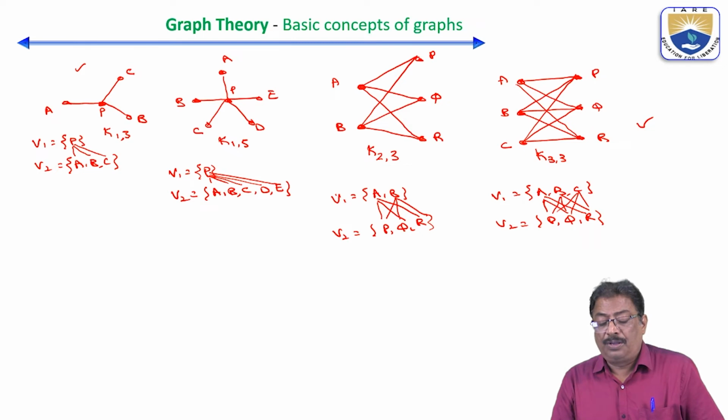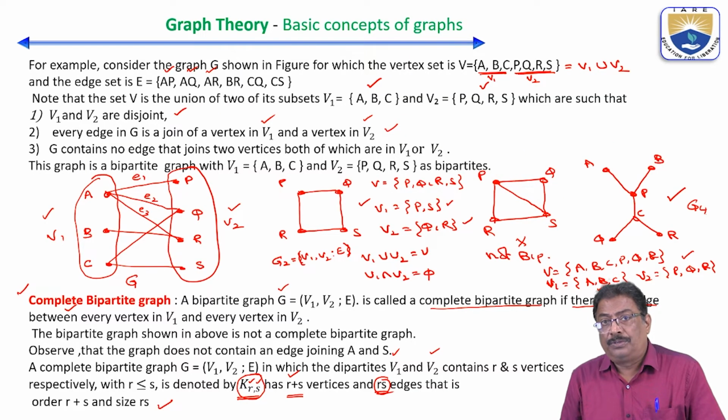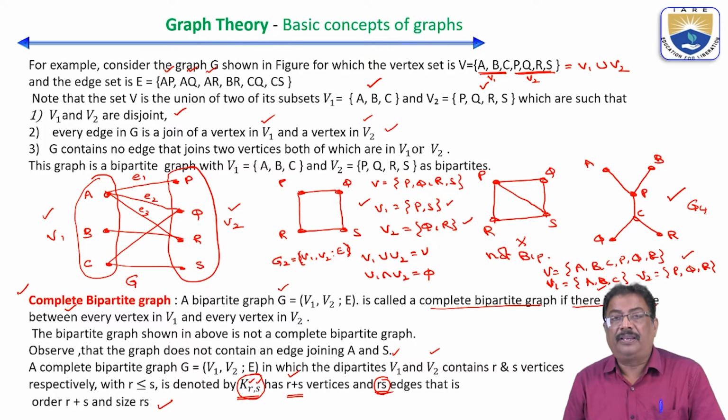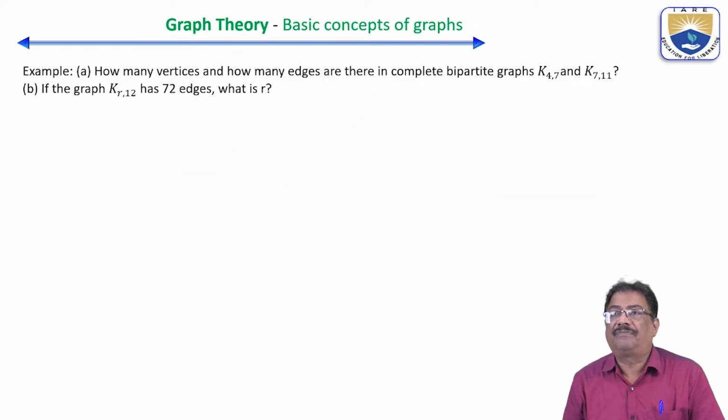In this way, we have identified the difference between a bipartite and a complete bipartite graph. A complete bipartite graph is a bipartite graph, but the converse need not be true.